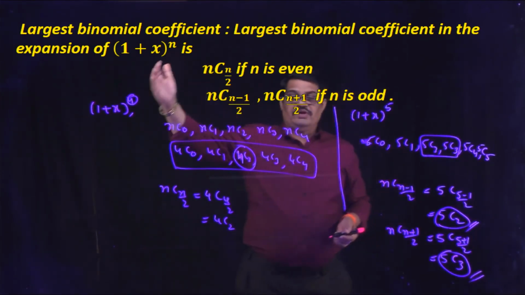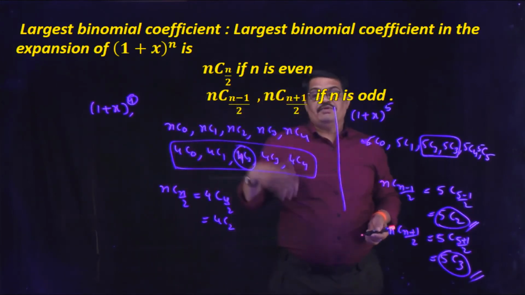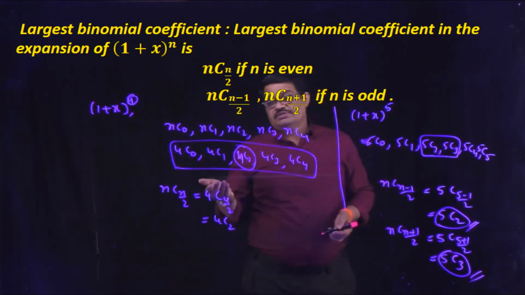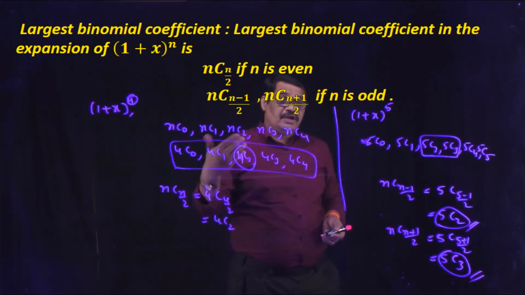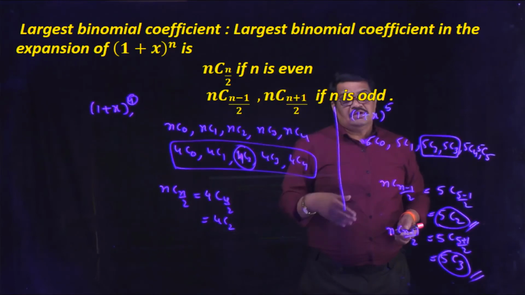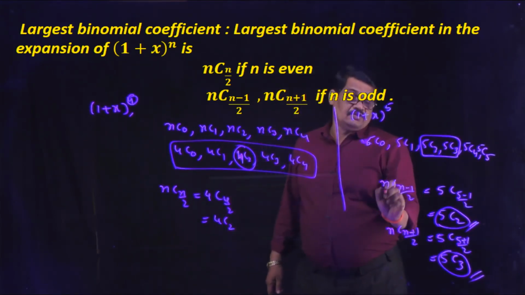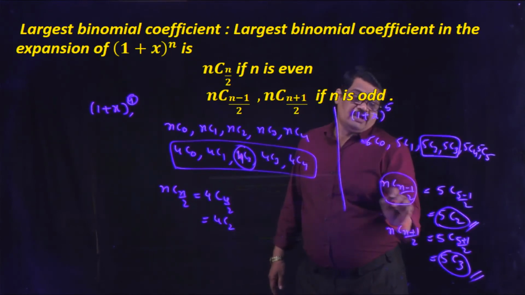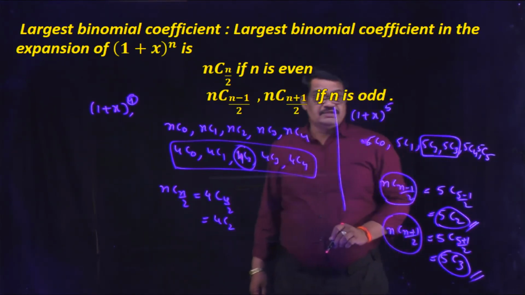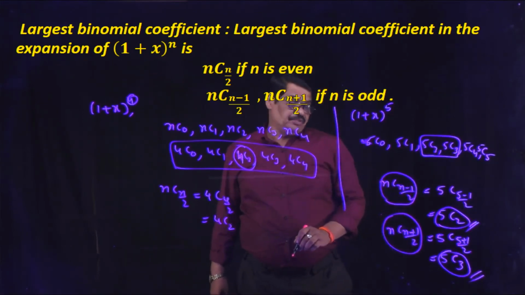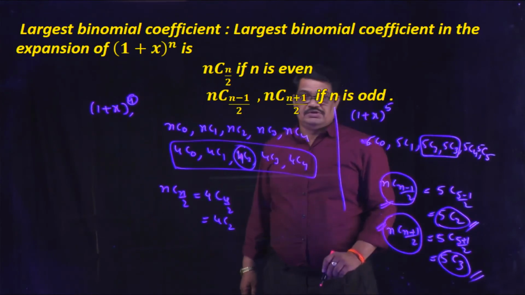So in that expansion, if n is even, the largest binomial coefficient is nC(n/2). If n is odd, in that expansion there are two largest binomial coefficients. These are nC((n-1)/2) and nC((n+1)/2). These two are the largest binomial coefficients.